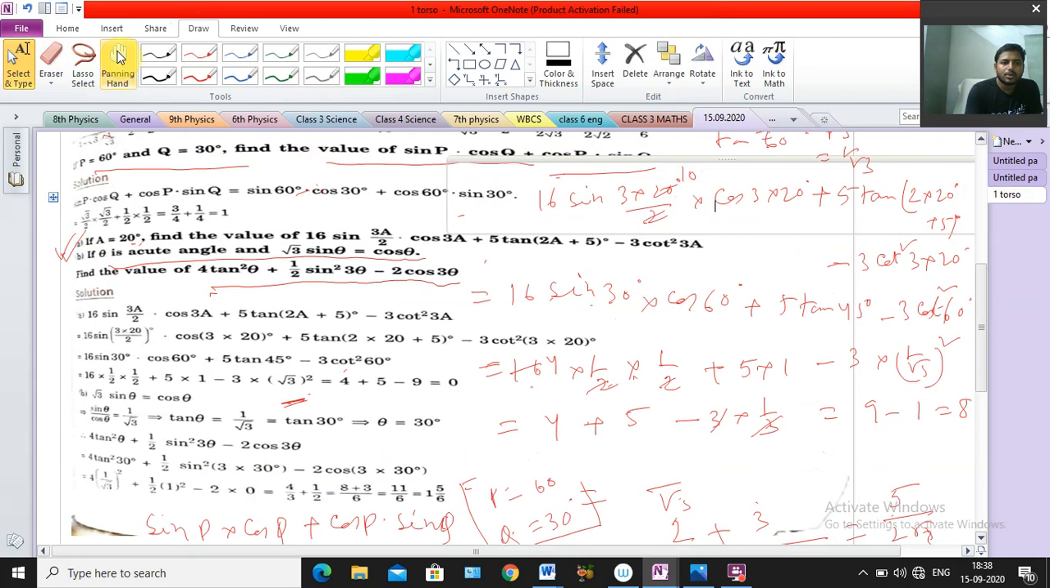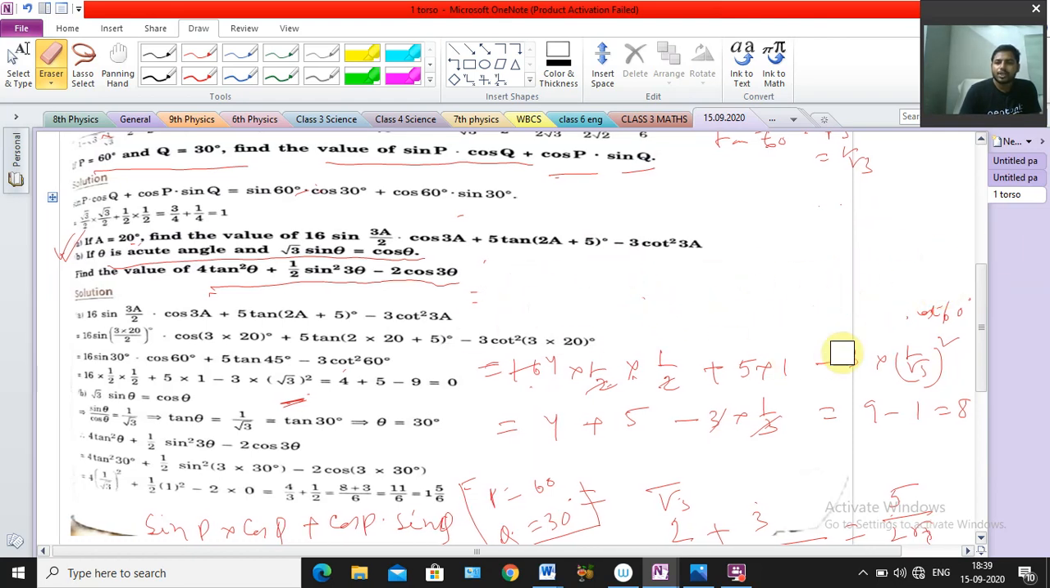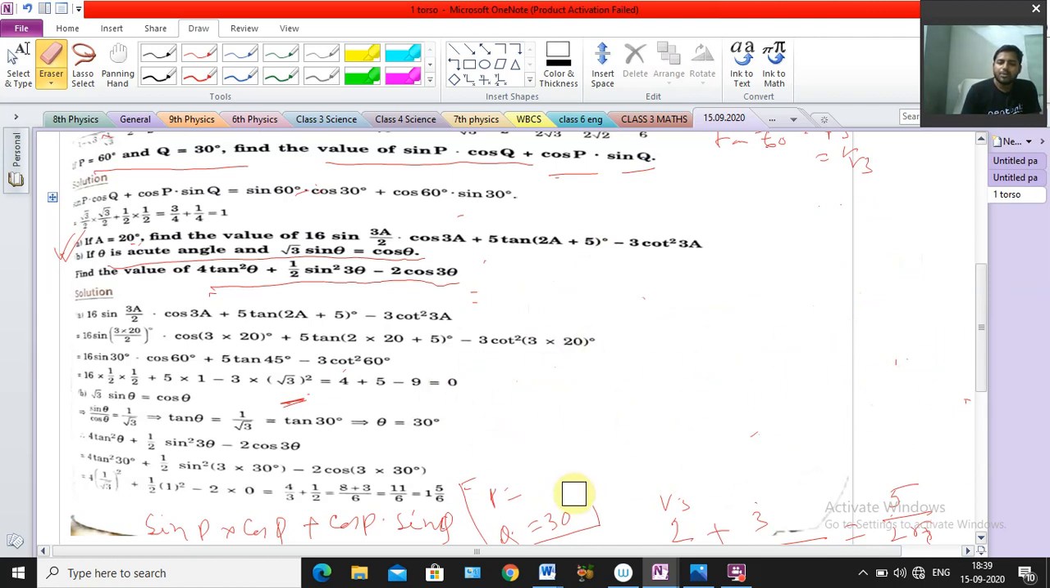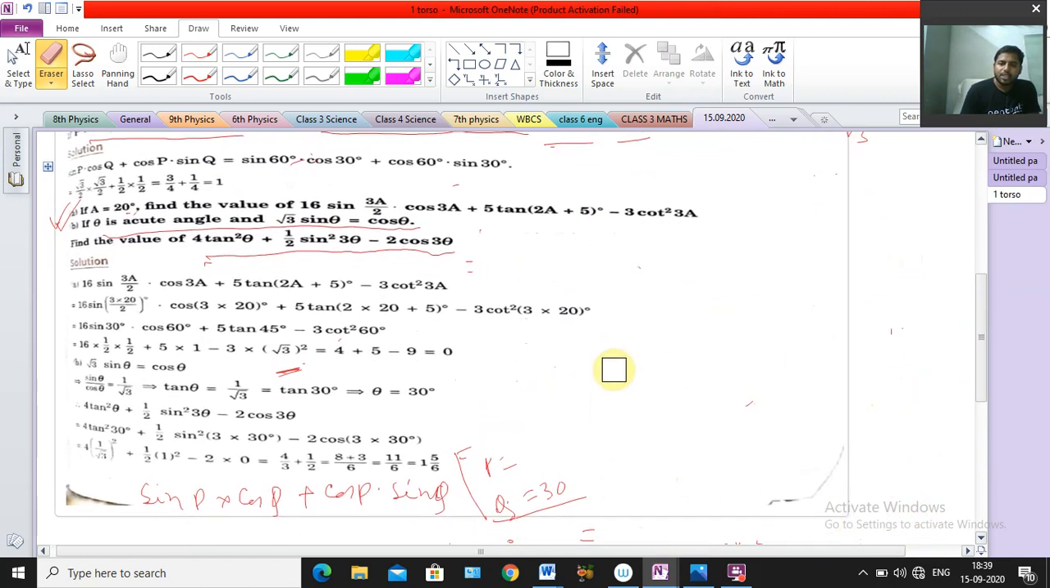Okay, students, see, the first thing given here is root 3 sin theta equal to cos theta. So at first you have to write it, and any relation you will get. At first find out that relation only. If you get the relation, you will put the values easily. Means at first we have to find out the value of theta, equal to how much degree, that we have to find out at first.